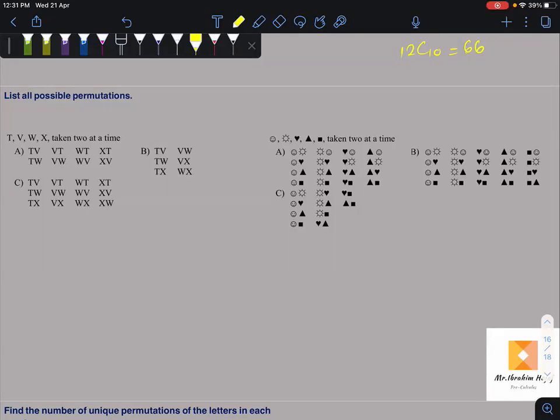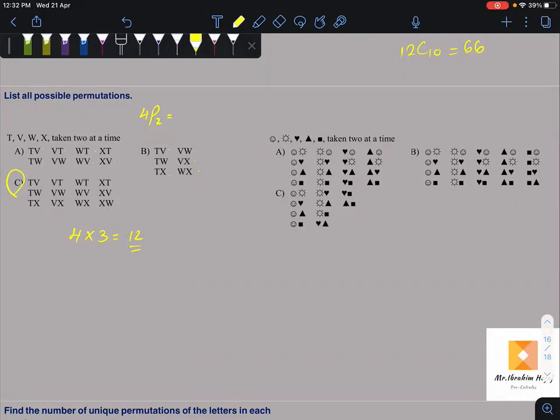TVWX taken 2 at a time. Taken 2 at a time, so it's a permutation. You can use 4P2 and find it in the calculator, or 4 ways to choose the first letter and then 3. So they are 12. Which option here has 12? No, so it's C.